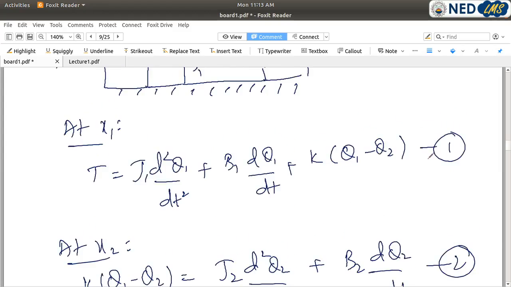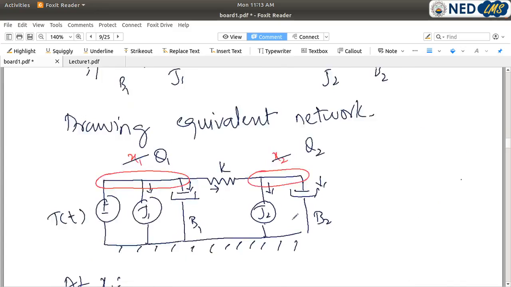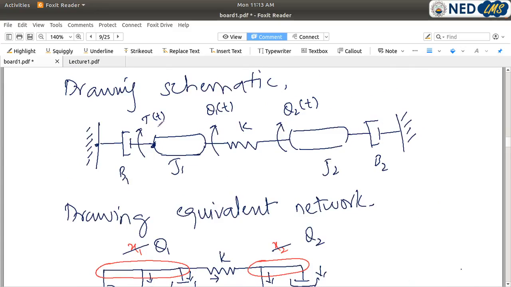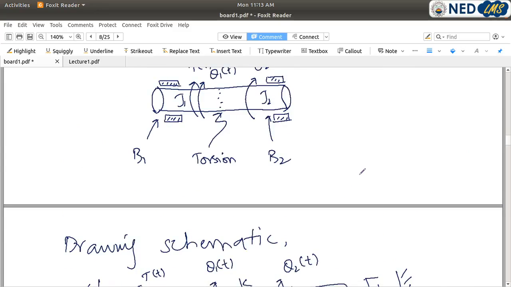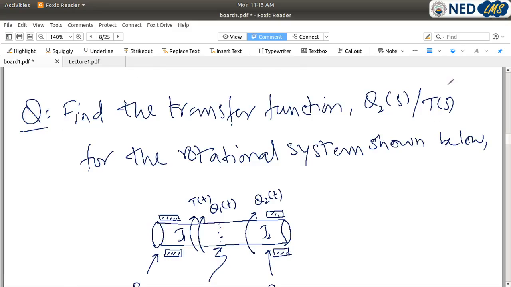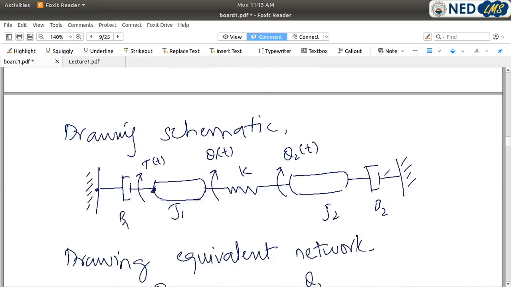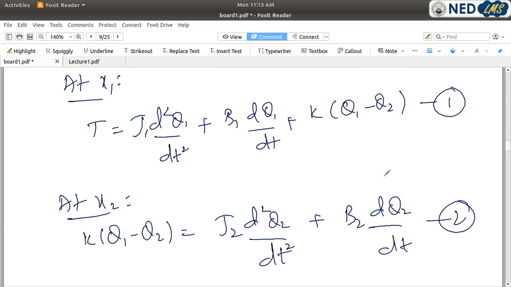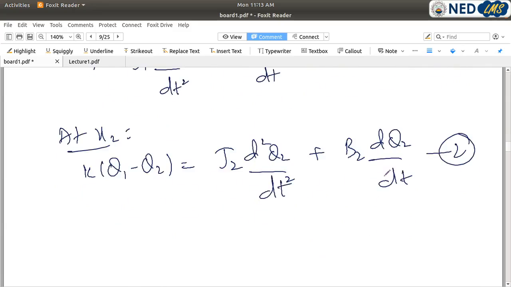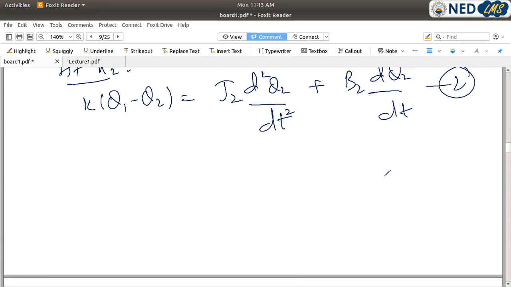Now we can convert these equations into the S domain, and we can find theta 2 of s over T of s, the desired transfer function, by solving them simultaneously. So this will be your homework, as it is now a mathematical problem.